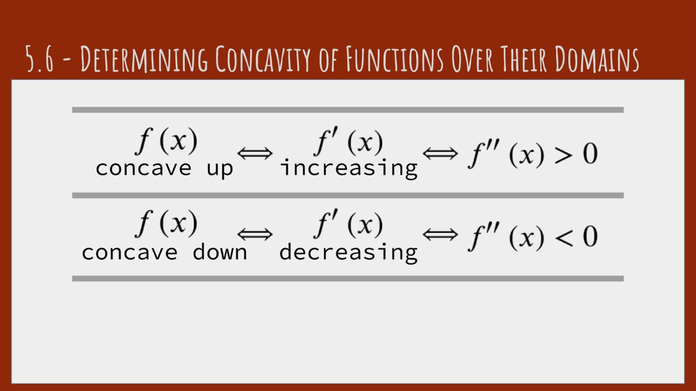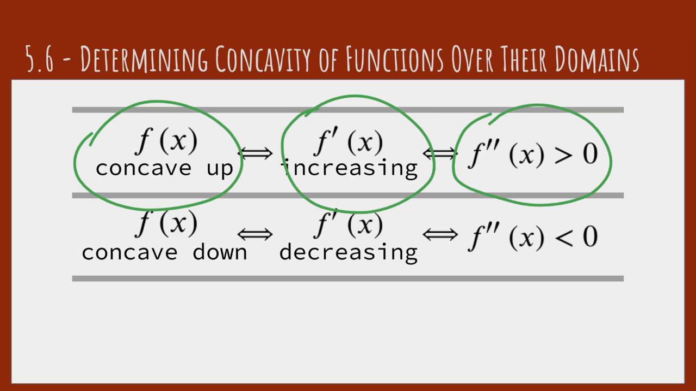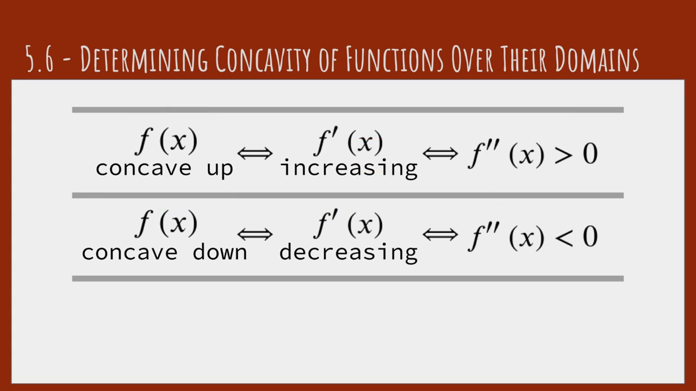Just organizing that in a different way, we want to make sure that we're using clear language. When we're talking about the function, we're going to use concavity. If we're talking about the first derivative, we're going to say increasing or decreasing. And when we talk about the second derivative, we're going to say positive or negative. These are all phrasings that we can use to talk about concavity. A function concave up is the same thing as the function's derivative increasing, and that's the same thing as the function's second derivative positive. On the other hand, a concave down function is the same thing as the function's derivative decreasing, and the function's second derivative negative.